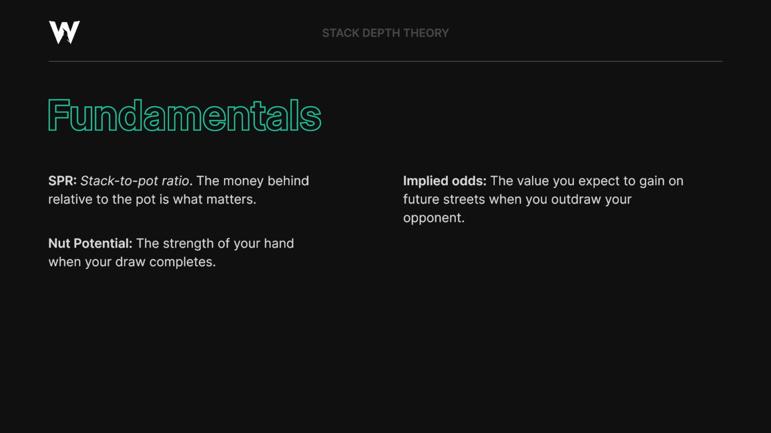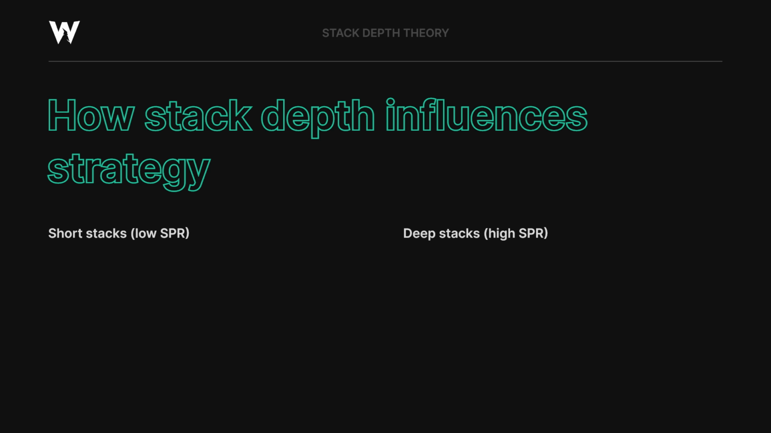And in contrast, we can talk about raw equity. That is to say, the strength of your hand if all players were to simply check down. It's important to understand these fundamentals because these are the main things that change strategically as the SPR changes, as the stack depth changes. So how does stack depth influence your strategy? Well, raw equity tends to become more important at low SPRs, whereas it becomes less important at high SPRs.